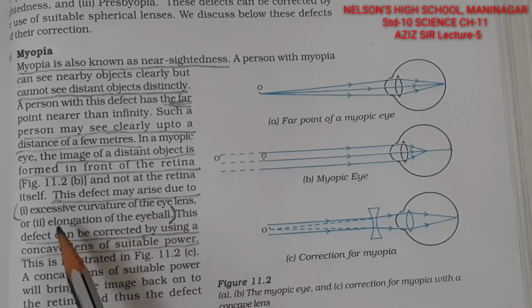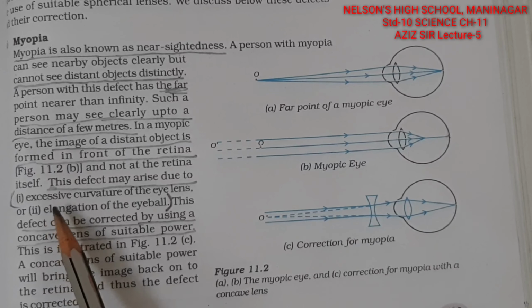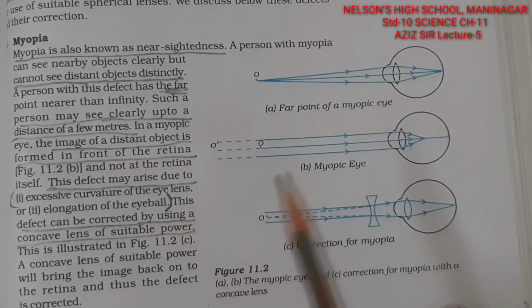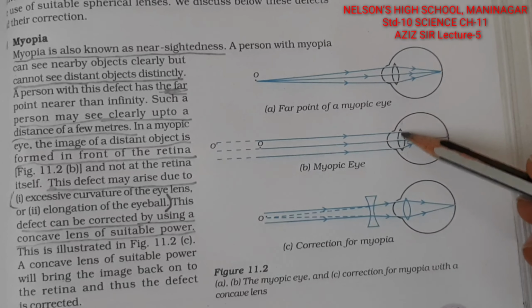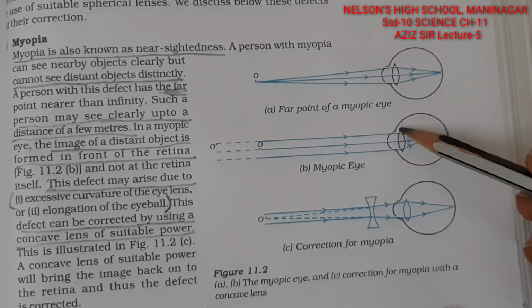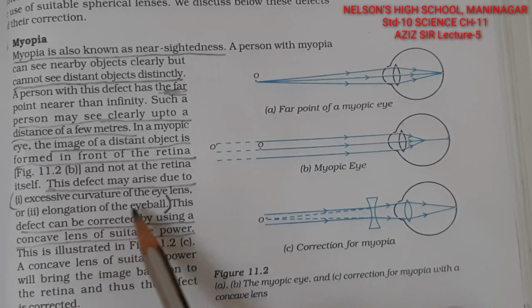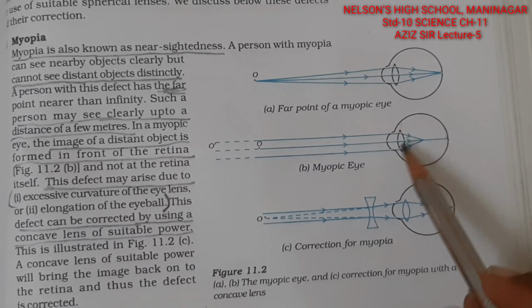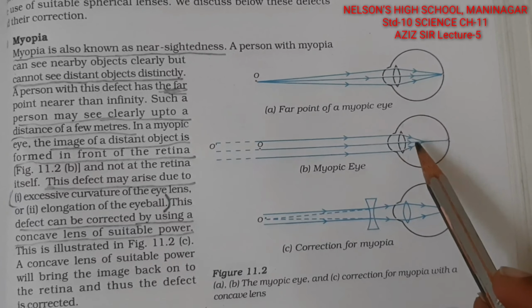This arises due to two things. One, excessive curvature of the lens. That means the lens is not capable of becoming thin enough. The ciliary muscles are not capable of pulling and making the eyeball thin enough. Excessive means thick, so it remains thick and is not able to become thin.